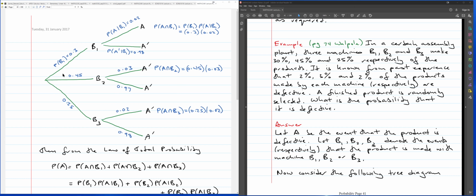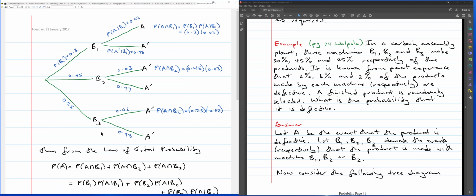Likewise from over here for B2, you have a product. It could come from B2, and it could be defective or not defective. So this should be A over here, not A prime, and likewise this should be A over here, not A prime. So this is A prime, A prime. The product made by machine B2 could be defective or not defective, and likewise for B3.